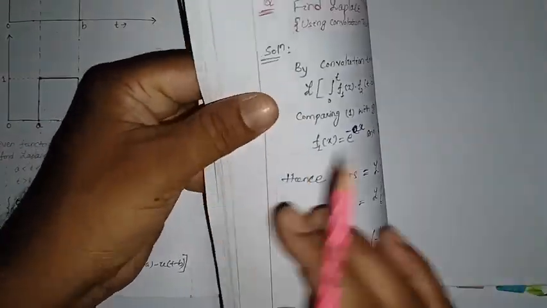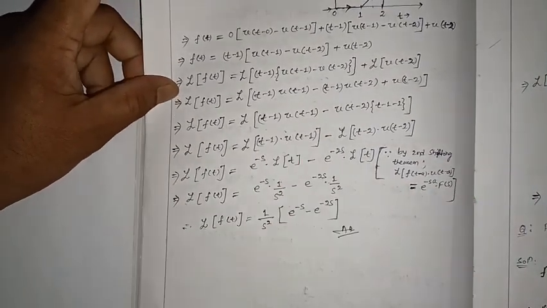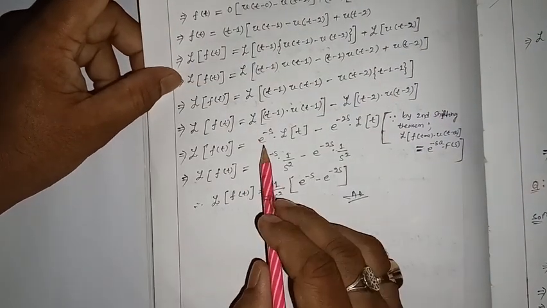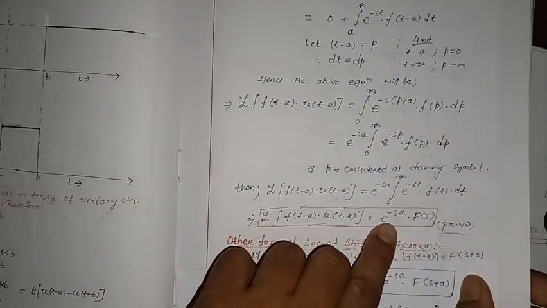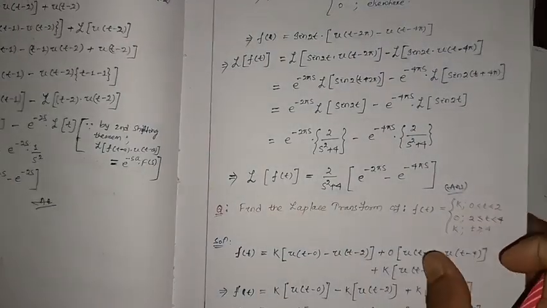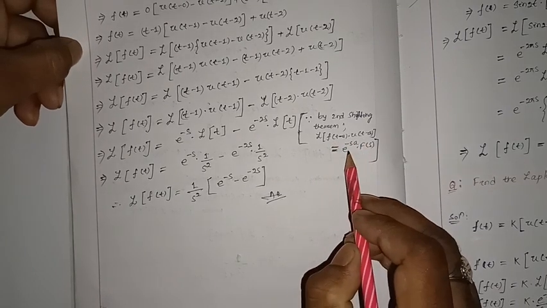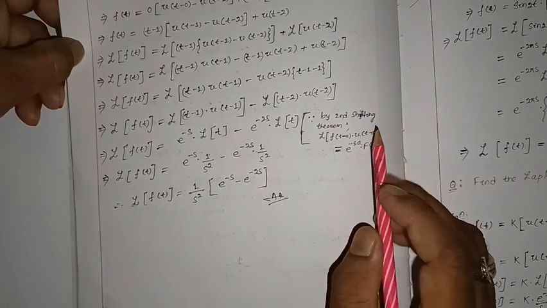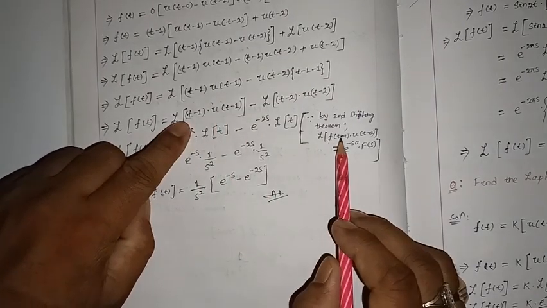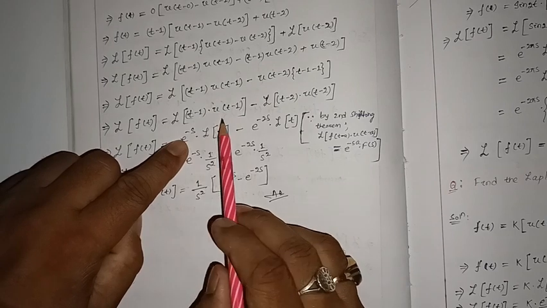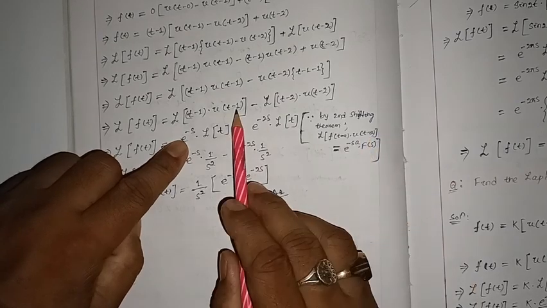The same result we are going to apply on this. Here t minus 1 u(t minus 1) Laplace transform will be e to the power minus s a. So if I compare this with the second shifting theorem, Laplace transform of f(t minus a) u(t minus a) equal to e to the power minus s a into F of s, then here t minus 1 is f(t minus a), so here a is 1, and here u(t minus 1) is u(t minus a), where a is 1.